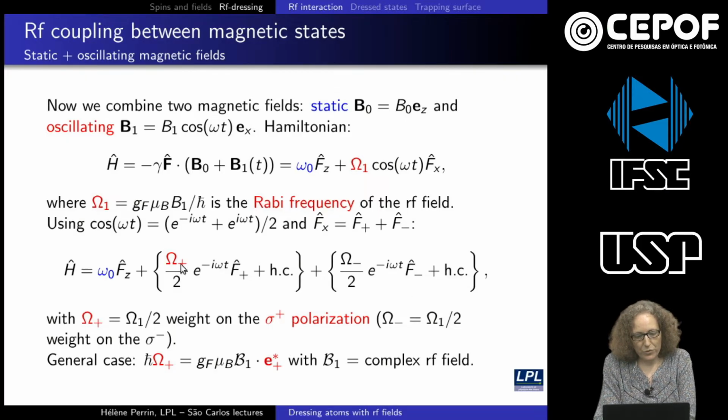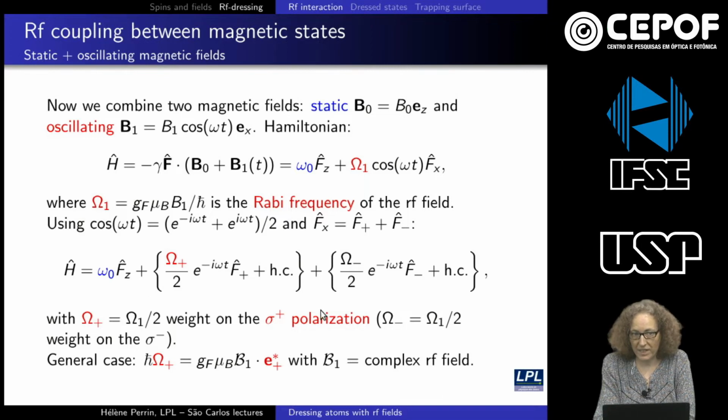Here I have introduced omega plus divided by 2, which is the weight of the polarization of the RF field onto the sigma plus polarization. The sigma plus polarization is just, by definition, the weight which is in front of F plus. So in this case of a linear RF field, omega plus and omega minus, the weights on sigma plus and sigma minus polarization, are just equal.